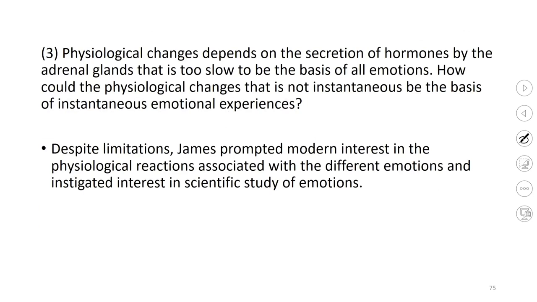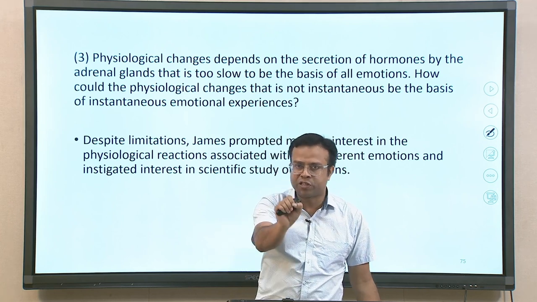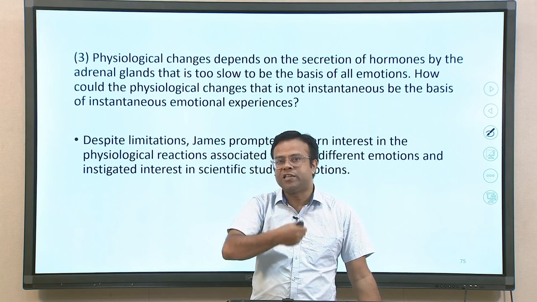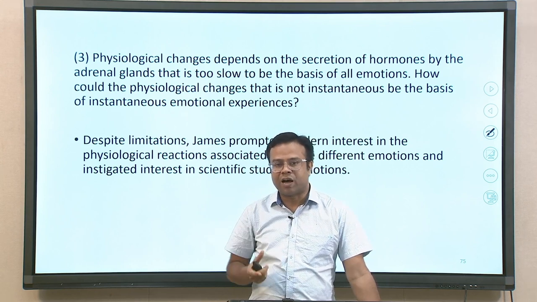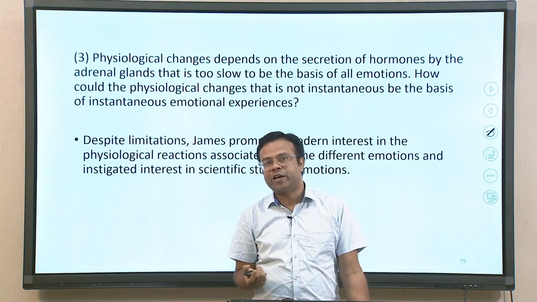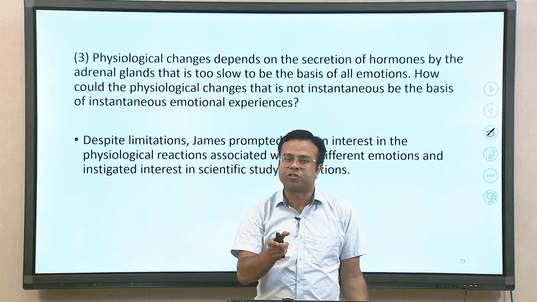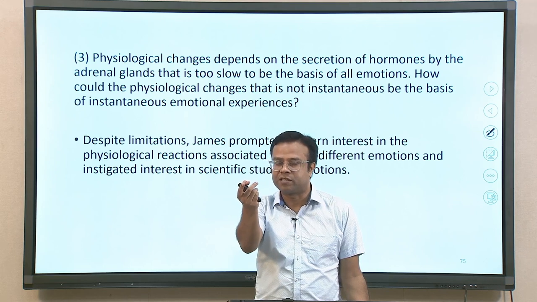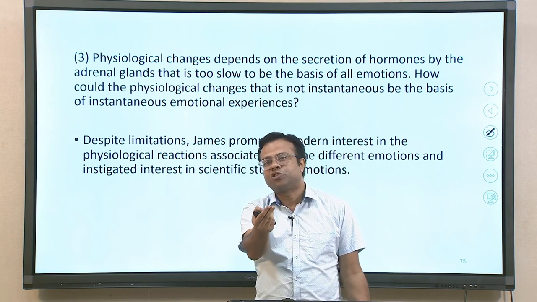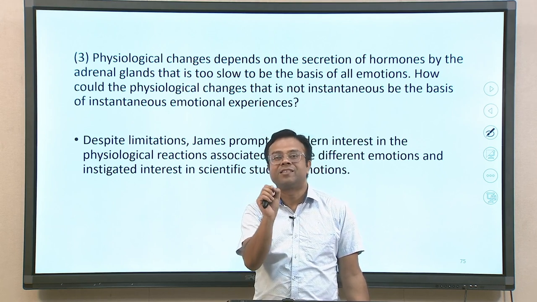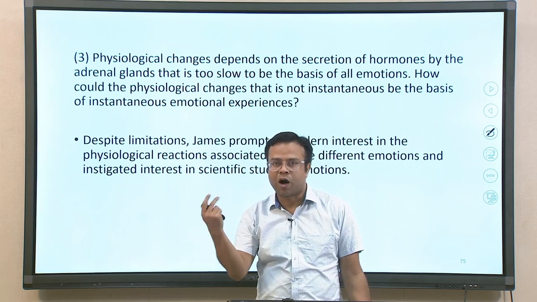The third criticism given by Walter Cannon is that physiological changes depend on the secretion of hormones by the adrenal glands of the body. Whenever physiological changes happen, it is done by changes in the hormones in the body. The adrenal glands and many other glands secrete hormones into the blood, and these hormones create all the changes in the body, including changes in heartbeat and breathing pattern. He said these hormonal changes are too slow to be the basis of all emotions, because we experience many emotions instantaneously. These physiological changes may happen very slowly in many cases, or at least it takes some time. How can instantaneous emotions be based on physiological changes which are not instantaneous? We experience emotion instantaneously, so how can that be the basis?